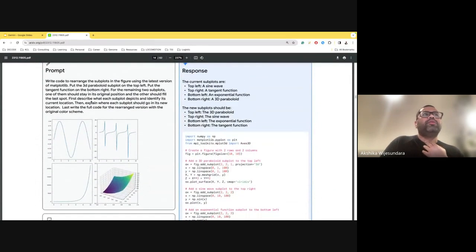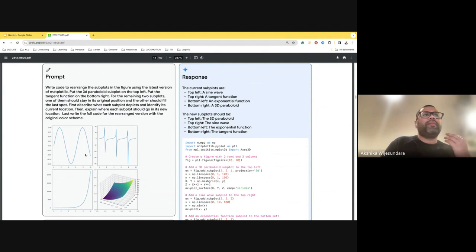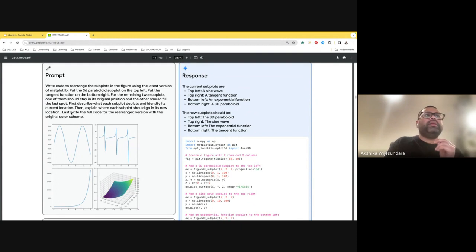This is the prompt. What you have on the left side is a prompt: write code to rearrange subplots in the figure using the latest version of Matplotlib. Given some instructions here, like move the third paraboloid subplot to the top left, put the tangent functions on the bottom right, and of the remaining two subplots, one of them should stay in its original position and the other one should fill the last spot. So this is a bit of a tricky question as well. You need to figure out which one goes where, and then explain where each subplot should go in its new location, lastly with the full rearranged code version with the original color scheme. So this is all we gave the model, and it's able to decode that.